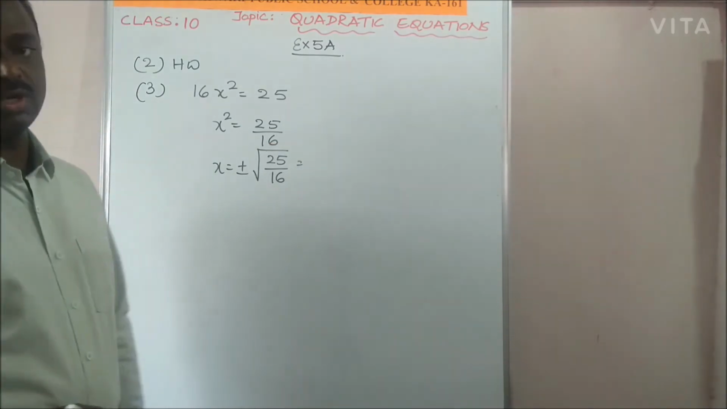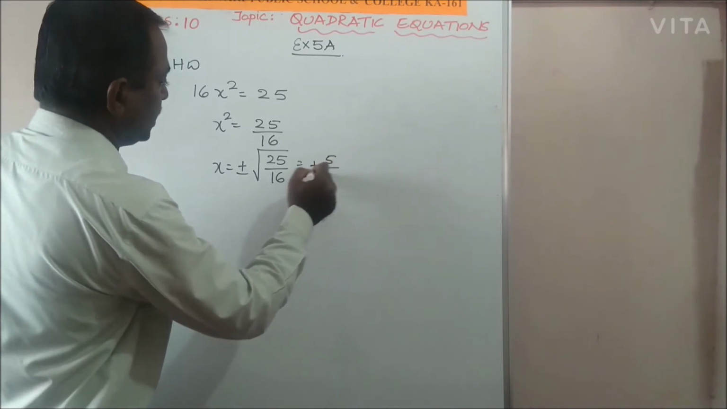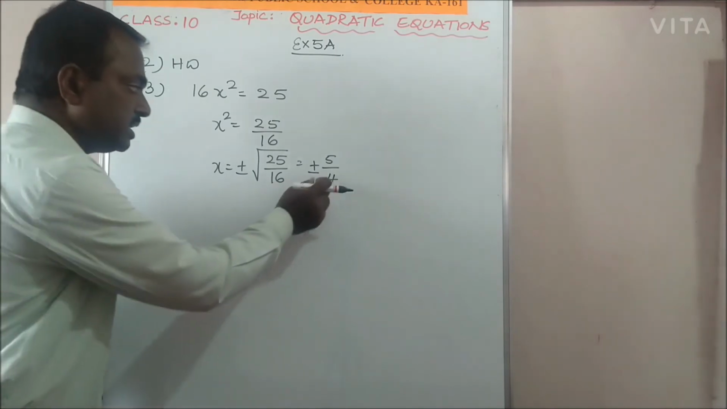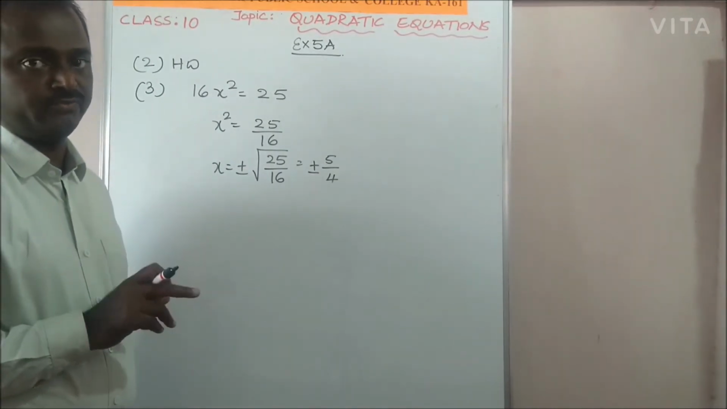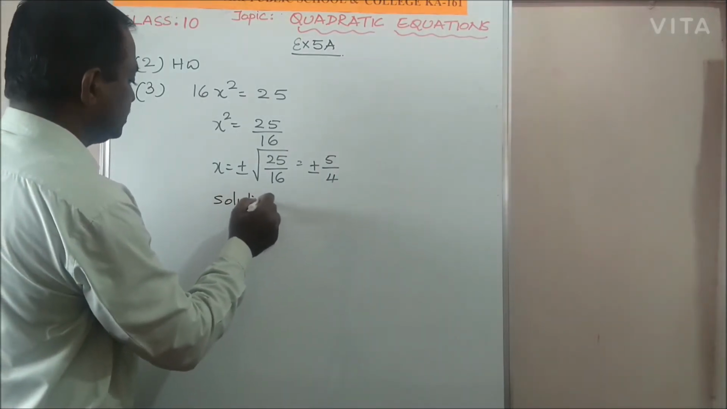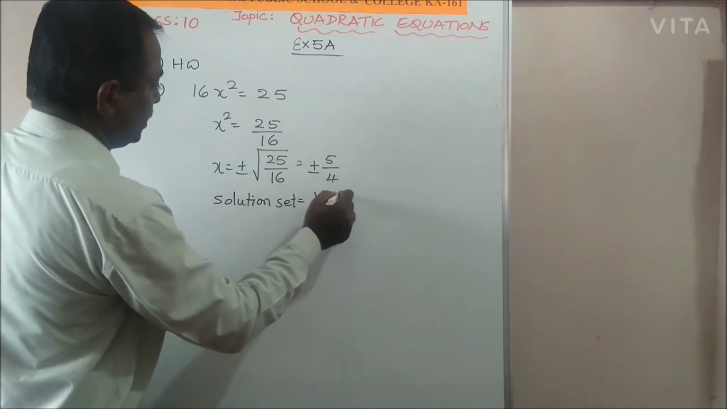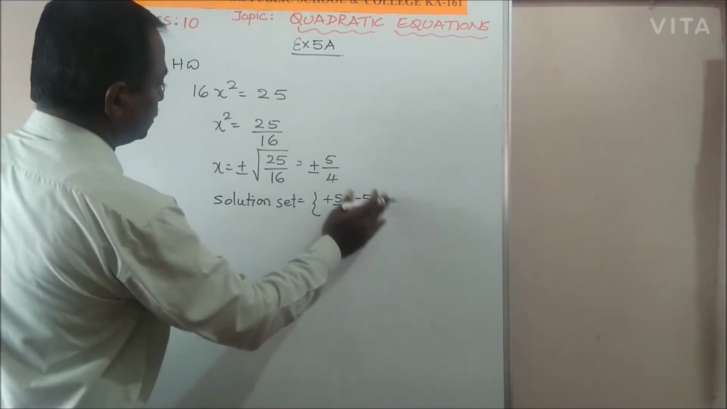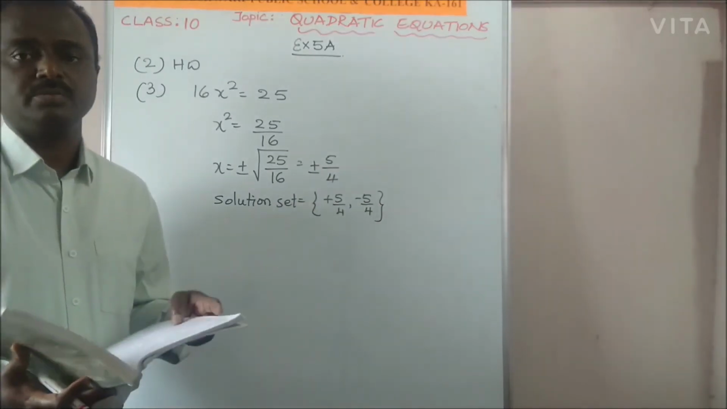So what is the square root of 25? 5. Plus or minus 5 by 4. So square root of 16 is 4. There are two results here. See, one is plus 5 by 4 and second one is minus 5 by 4. Therefore, what is the solution set here? Solution set is equal to plus 5 by 4, minus 5 by 4. Understood now? So this is how we can solve the sum.